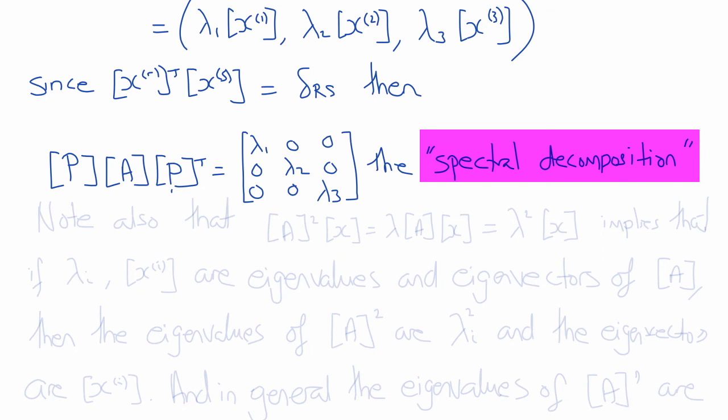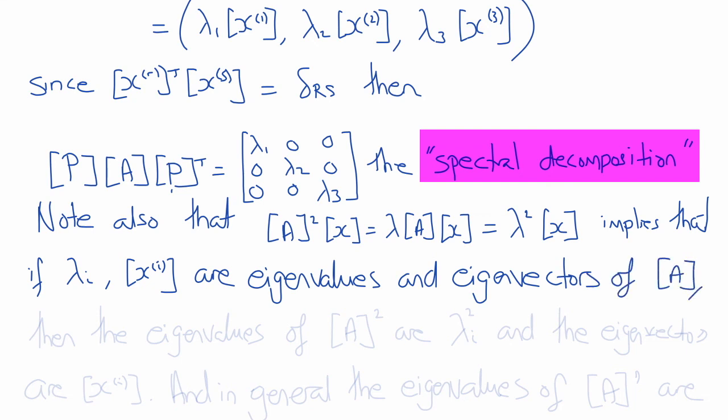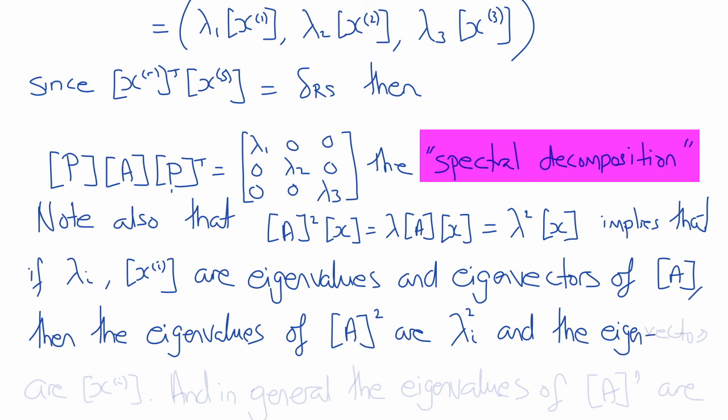Now, another property we can make use of, and you've probably recalled from the past, is that if we multiply A squared times x, then that would be lambda times Ax, which would therefore be lambda squared times x, which implies that if lambda i and xi are eigenvalues and eigenvectors of A, then the eigenvalues of A squared must be lambda squared, and the eigenvectors must be x. So in other words, if lambda i are the eigenvalues of A, then the eigenvalues of A squared are lambda i squared. If xi are the eigenvectors of A, then xi will also be the eigenvectors of A squared.